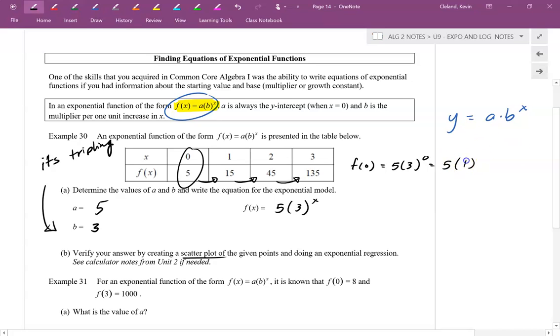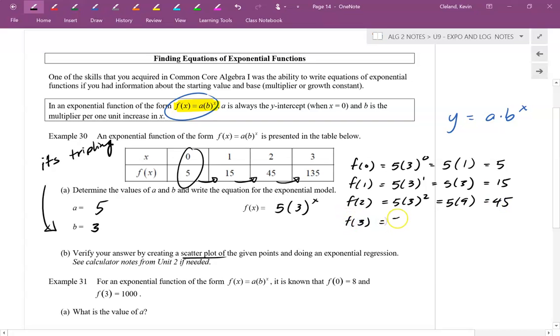Remember, anything to the 0 power is 1. So far, so good. Anything to the first power is itself. Three to the second power is 9. Everything's looking good. And yeah, our equation or our model is perfect.